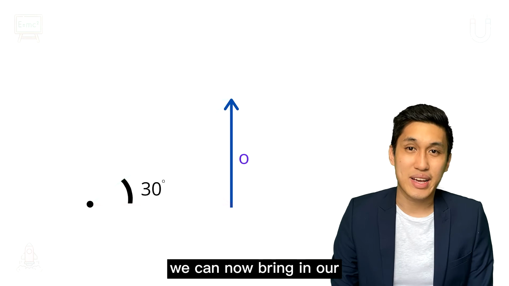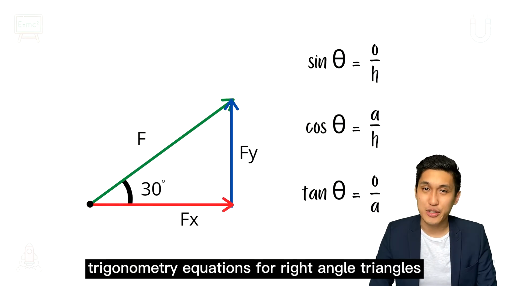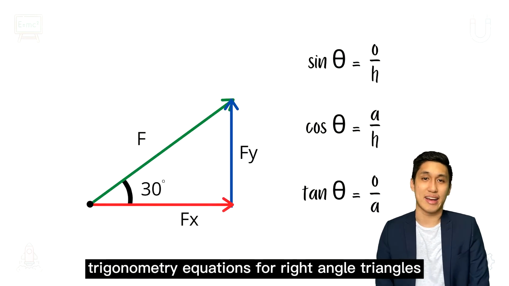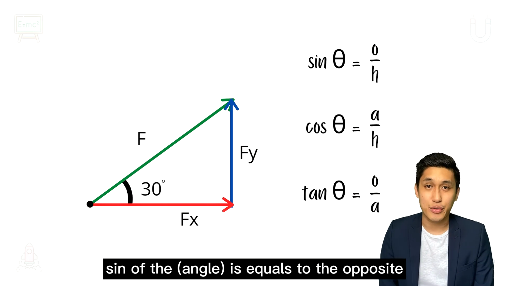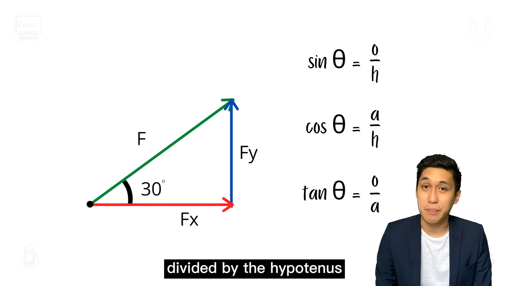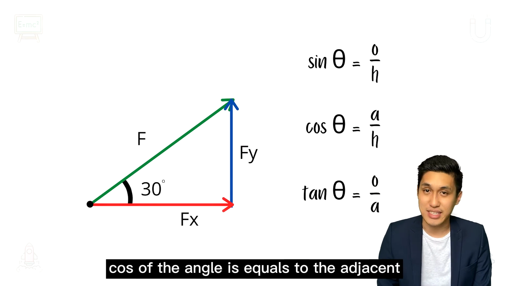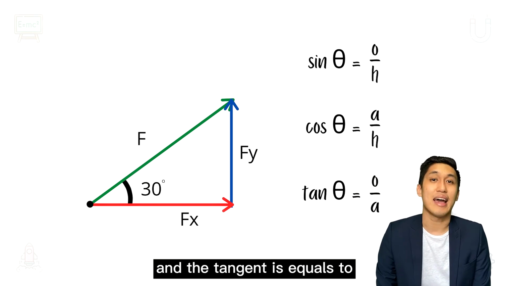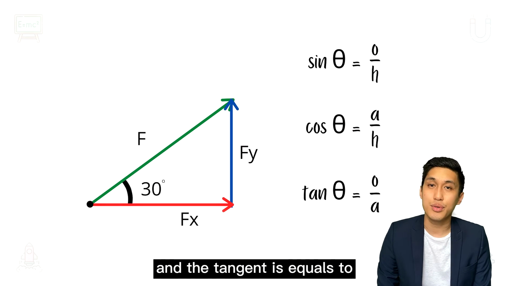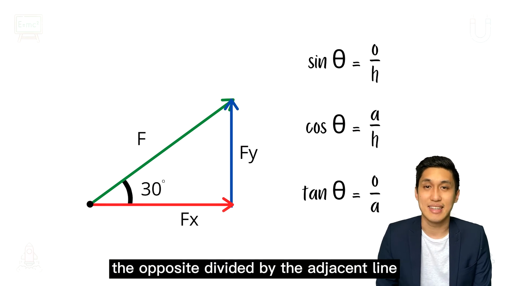With that said, we can now bring in our trigonometry equations for right angled triangles. Sine of the angle is equal to the opposite divided by the hypotenuse. Cos of the angle is equal to the adjacent divided by the hypotenuse. And the tangent is equal to the opposite divided by the adjacent line.